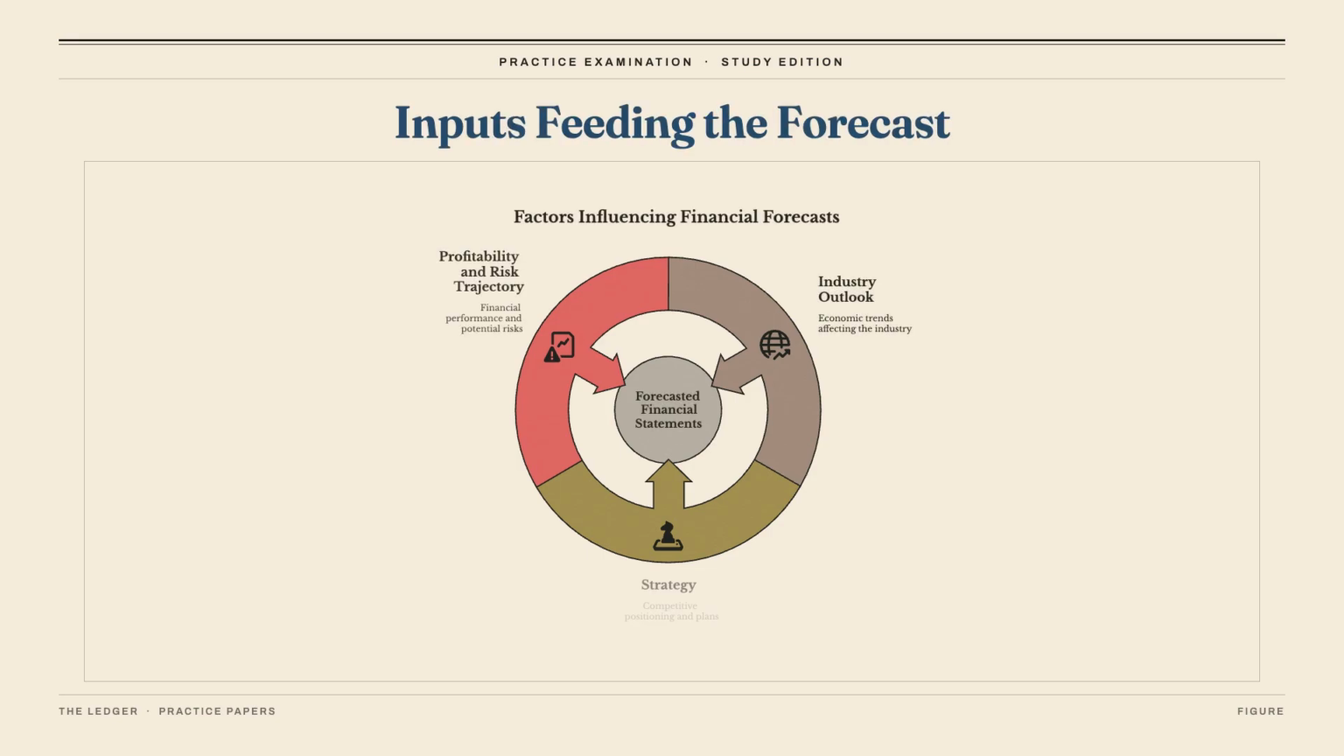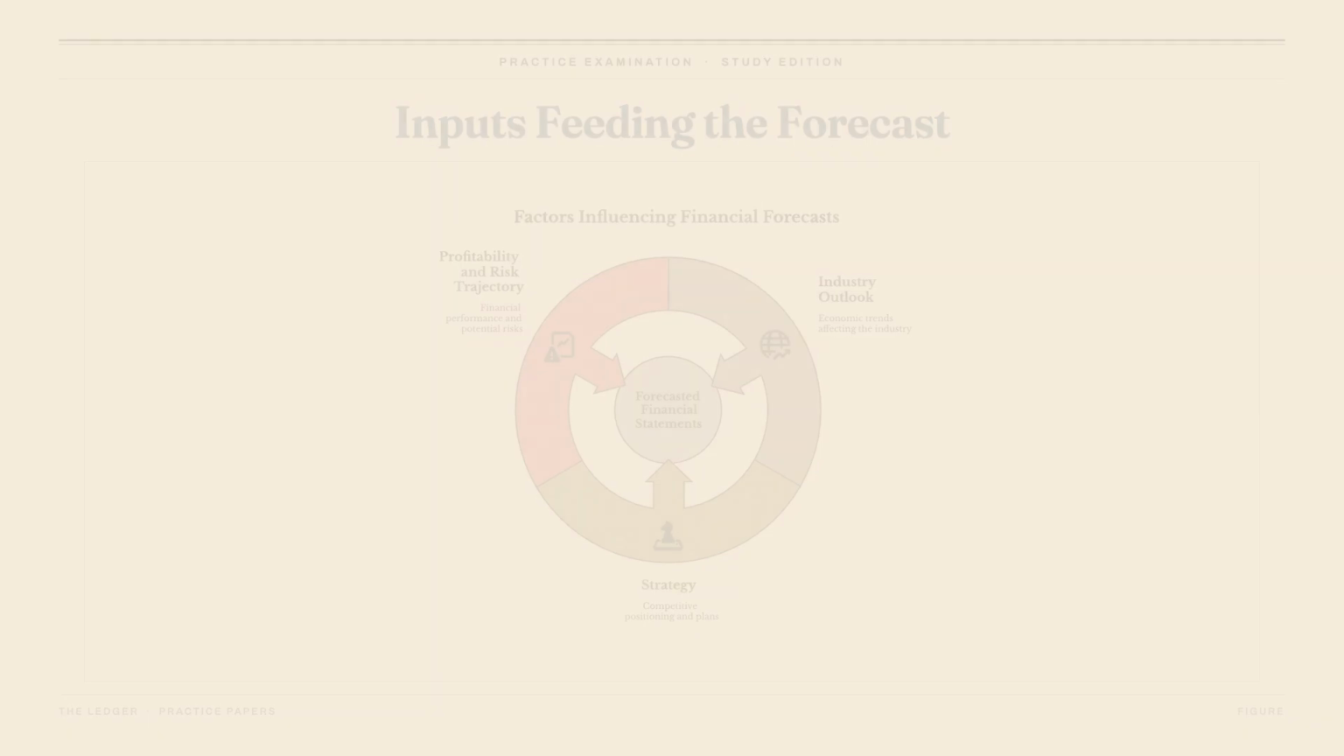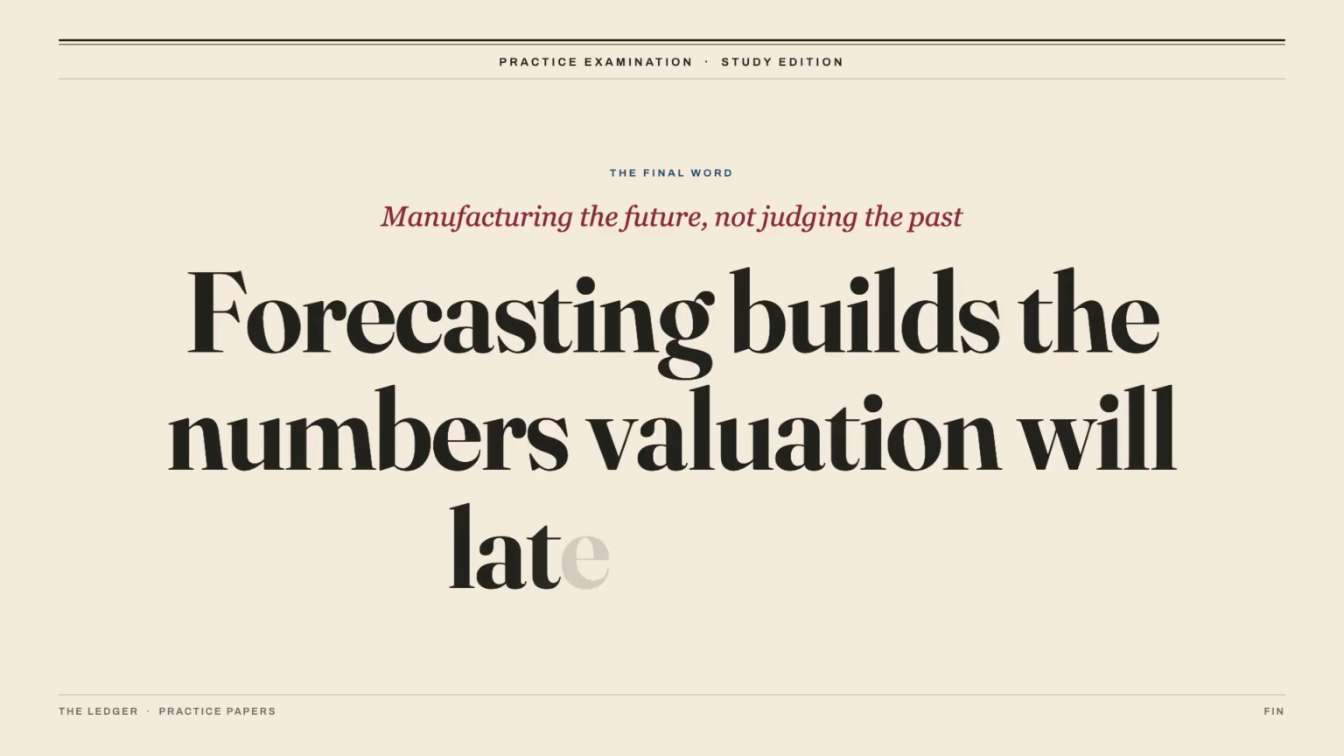Every input the forecast needs was produced upstream. The industry outlook shows what future is plausible. Strategy shows whether the company keeps competing the same way, and the profitability trajectory shows where the firm is headed. Forecasting gathers all of it and projects it forward. A parts manufacturer forecasting a new plant doesn't hand a lender one optimistic guess. It hands over a complete, internally consistent set of future statements. That's the raw material forecasting produces, the material valuation will later compress into a single number.